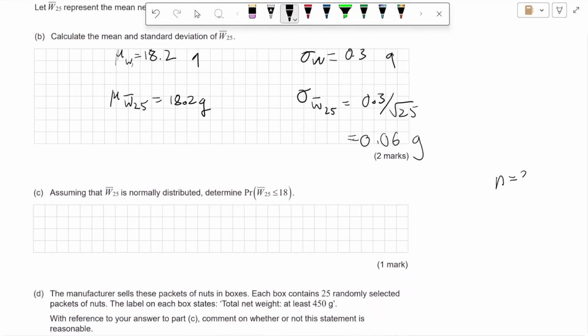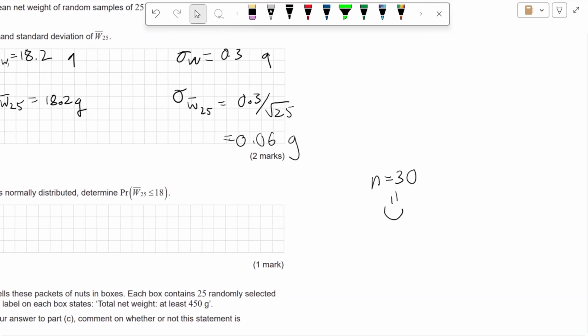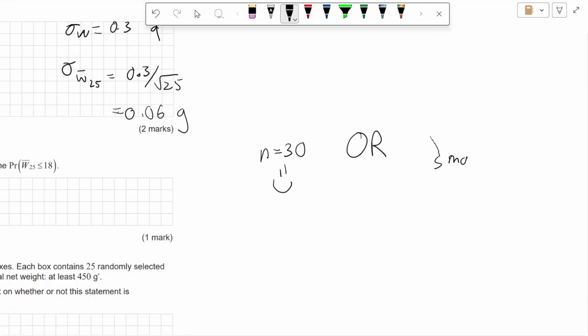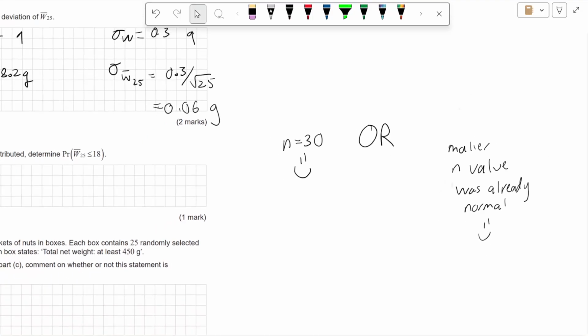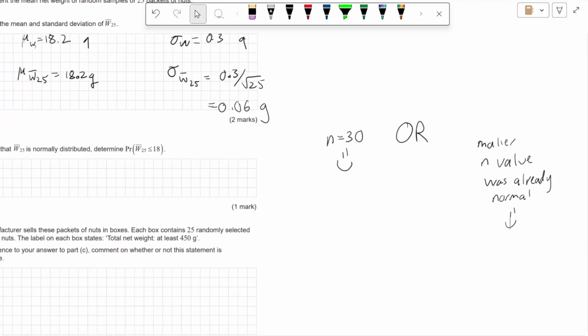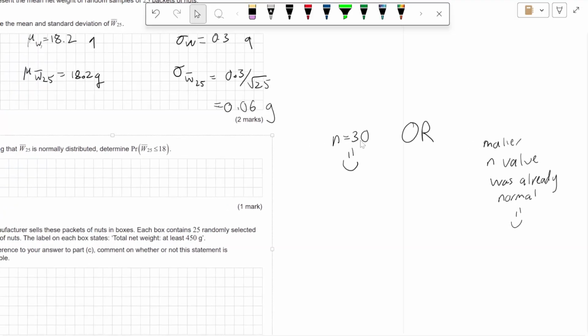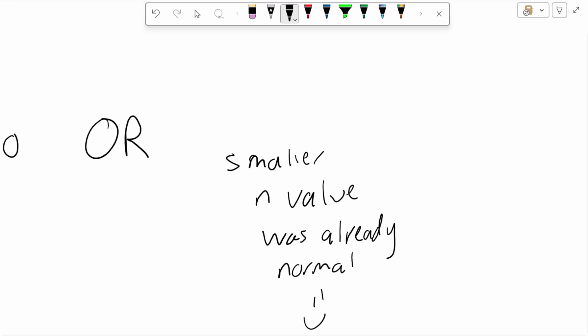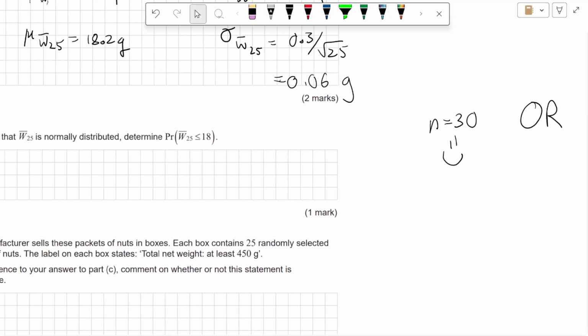As a rule of thumb, n equals 30 makes me very happy, or if a smaller n value was already normal. So if either of these two things are true, then I'm going to be happy. Things only get more normal the bigger n gets. So 30 will mean you're pretty much always fine. It's like a rule of thumb. Or maybe if the original distribution was already normal, then X bar 30 is also going to be normal.